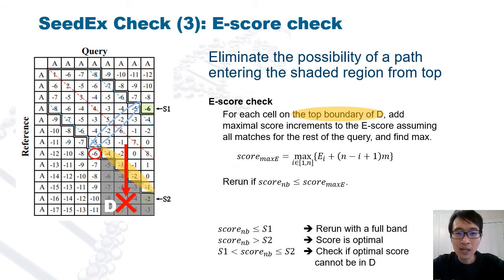The third check, the E-score check, eliminates the possibility of the path entering the shaded region from the top. To do so, for each cell on the top boundary of D, we add maximal score increments to the E-score, assuming all matches for the rest of the query outside the band, and find the max. A rerun is needed if the narrowband score is smaller than or equal to the max E-score.